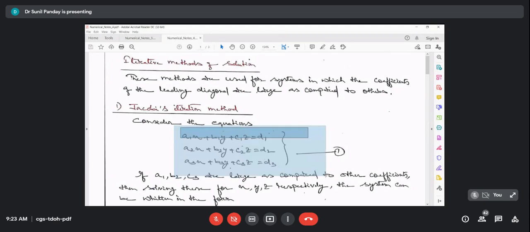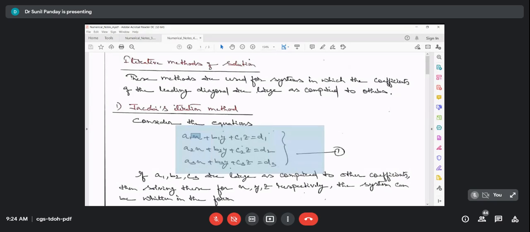So if we have this system of equations and we want to solve them using our iterative methods, that is, we try to find x, y, z such that we will get their approximate values of x and y and z such that a1 into approximated value of x plus b1 into approximated value of y plus c1 into approximated value of z, if we add them, they are approximately equal to d1.